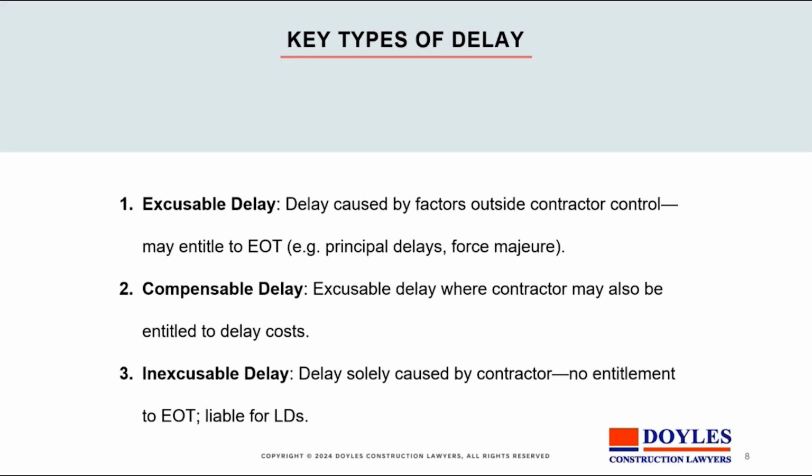You'll often hear some terms thrown around in the area, and one is excusable delay, that's caused by factors outside the contractor's control. It may entitle you to an EOT. Compensable delay, that's excusable delay where the contractor may also be entitled to delay costs. So say, for instance, a breach of the contract by the principal, you usually get compensable delay for that. Inexcusable delay, of course, is caused solely by the contractor, and there's no entitlement to an EOT, and if you don't finish on time, you're liable for liquidated damages.